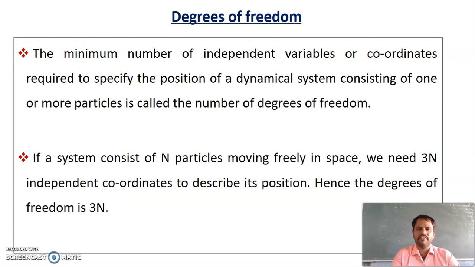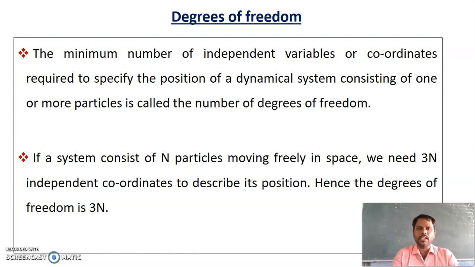If a body is moving in free space, I need all the three coordinates x, y, and z to describe its position at different intervals of time. These minimum number of independent variables or coordinates required to specify the position of a dynamical system consisting of one or more particles is called degrees of freedom.